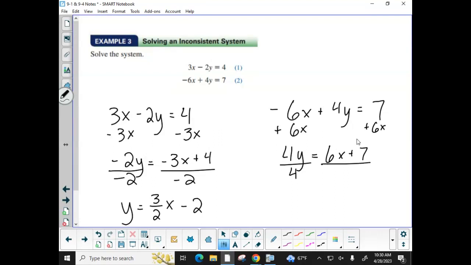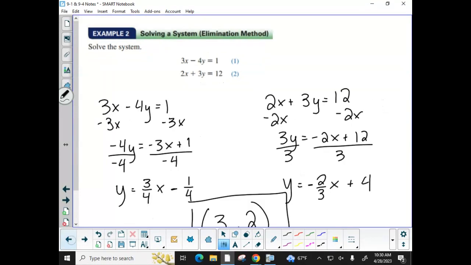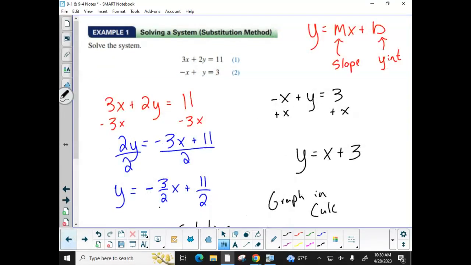Divide both sides by 4. I got y is equal now. 6 over 4 is the same thing as 3 over 2 x. Now, 7 divided by 4, I don't know, I'm going to just say plus 7 over 4. Now look at this, right? The last two problems, we could have said we know there's going to be one solution because we have different slopes, right? Different slopes.